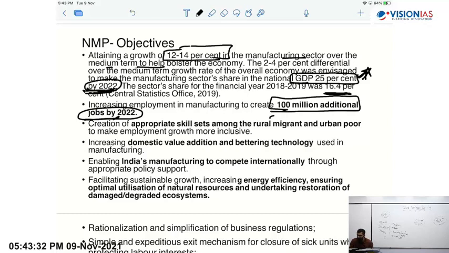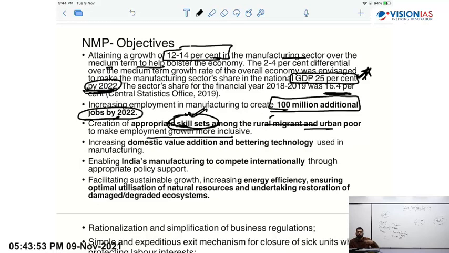Creation of appropriate skill sets among rural, migrant and urban poor to make employment growth more inclusive. So you again see, focusing on employment generation, certain policy steps were to create skilling of your population. These things were not being talked about then. The major domain of 1991 was deregulation, that is, how do we remove the state sector.